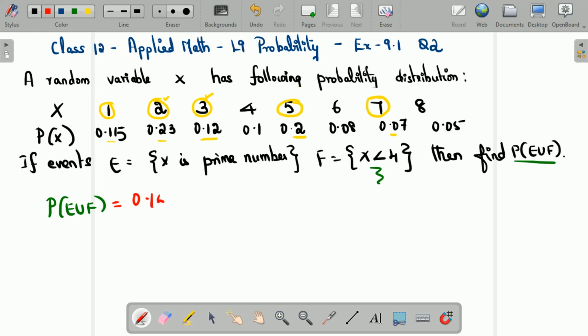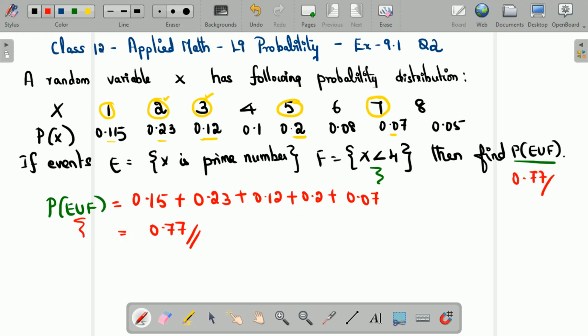So this is 0.15 plus 0.23 plus 0.12 plus 0.2 plus 0.07. So if you add all these values, you are going to get 0.77. So the probability of E union F is going to be 0.77.